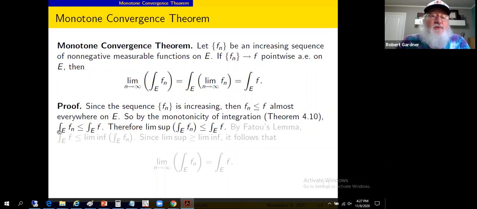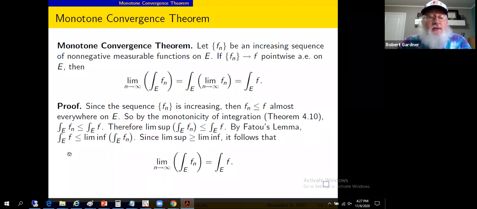Does the limit of that sequence of numbers exist? I don't know. The lim sup exists. Lim sups always exist. So if we've got this number bounding this sequence of numbers here, the lim sup of the sequence on the left has the same bound. It's also bounded by the integral over E of f. Okay, a little problem with this. I don't want no lim sups, and I want equality. Well, this is totally based on the monotonicity of the sequence of functions. Now let's throw Fatou's lemma at it. Fatou's lemma said the integral over E of f is less than or equal to the lim inf of the integral over E of the f sub n's.